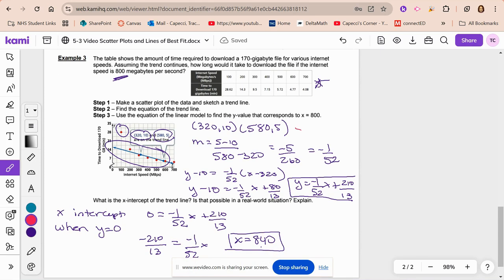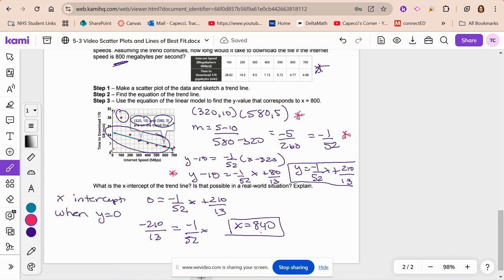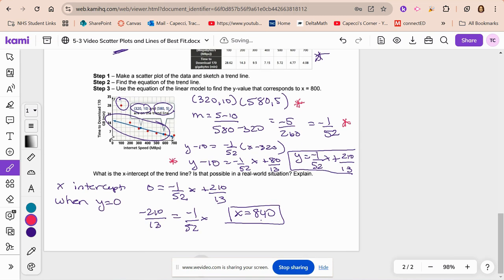Okay. So again, in using those points, I'm going to find my slope, which is negative 1 over 52. Use my point slope, and I get this equation here, which is definitely a little bit tricky using those fractions. But again, it's a real life problem. So in the end, if we need to round to a decimal, we will. But that's the equation that we're going to use.